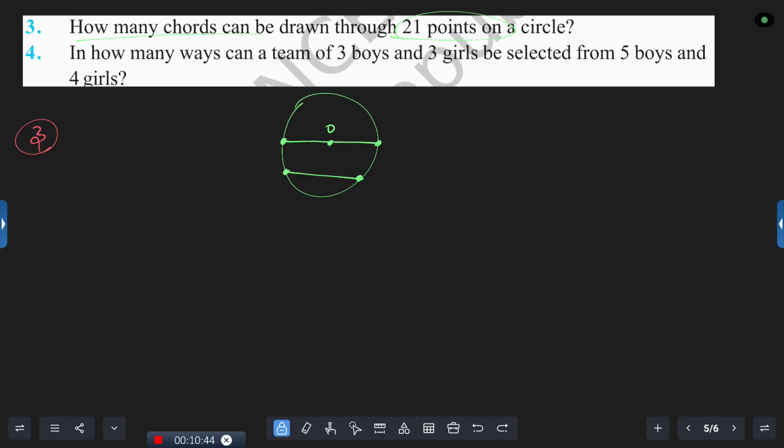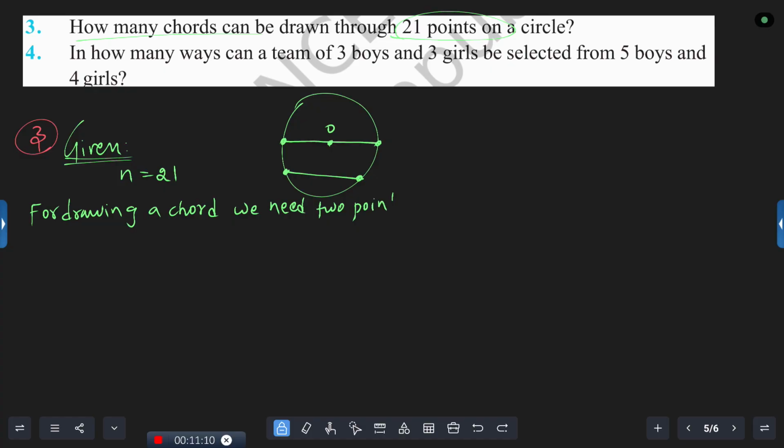They are asking, which means the total number of points they gave, that is n. 21 points they said. For drawing a chord, we need 2 points. Am I right? We need 2 points. So what is the r value, my dear? 2. The r value is 2.